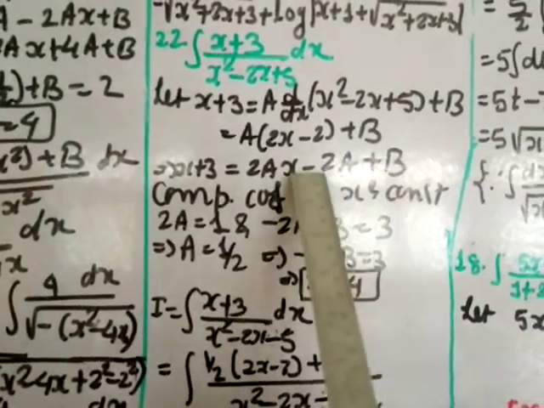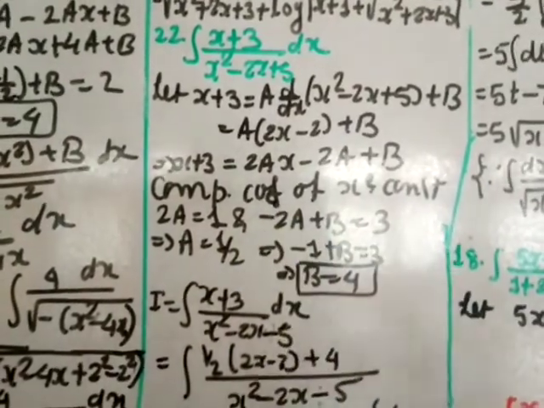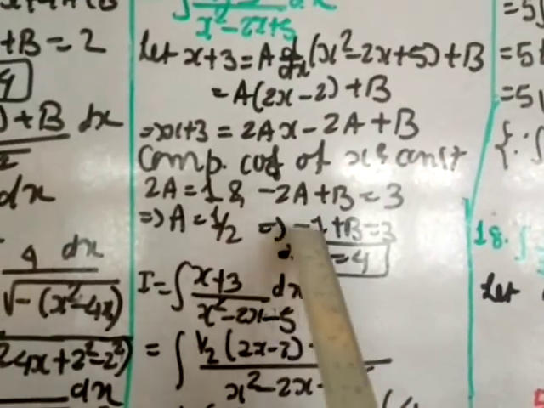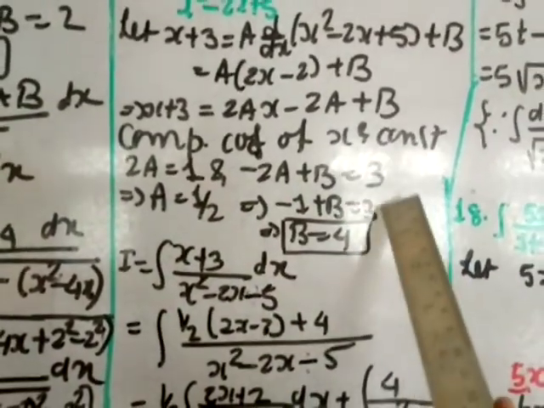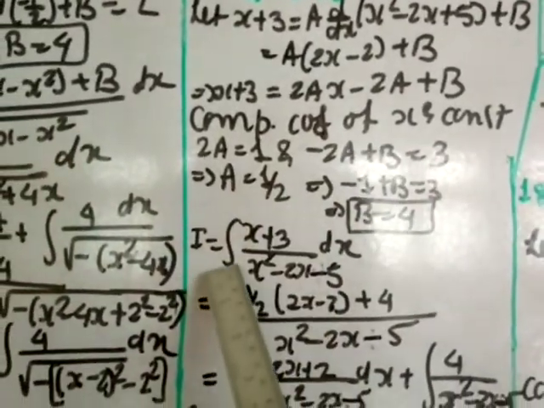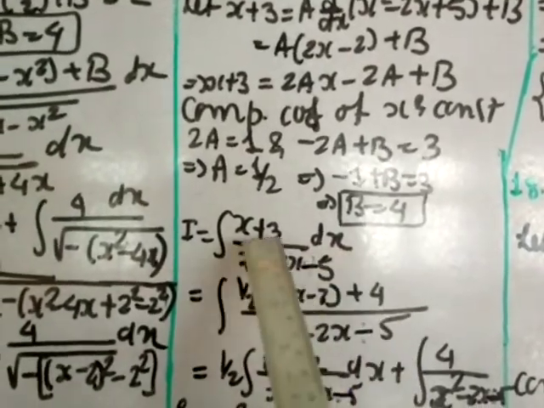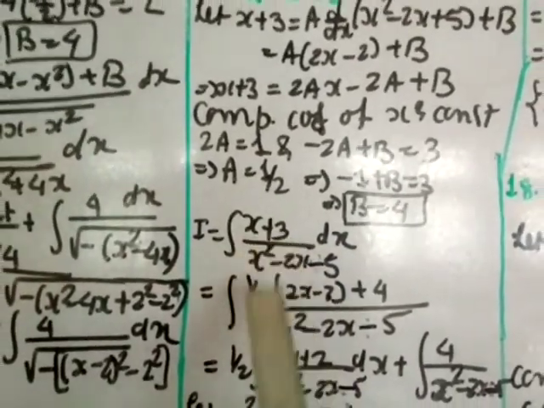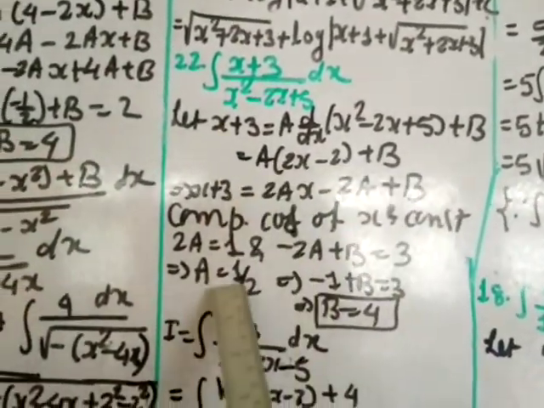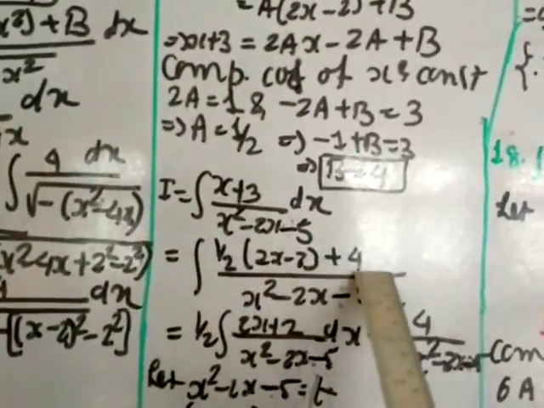And here constant term is minus 2a plus b, and here 3. So minus 2a plus b equal to 3, put the value of a which is 1 by 2. Okay, so you put 1 by 2, so 2 cancels, so remains minus 1, transfer here plus 1, 3 plus 1 gives you 4. So b value is 4, a value is 1 by 2. Take the integral I is equal to x plus 3 over x square minus 2x plus 5 dx. Okay, put the value instead of x plus 3, we can put this one, a times 2x minus 2 plus b, and a value is 1 by 2 and b value is 4. So I have directly put here 1 by 2 times 2x minus 2 plus 4.